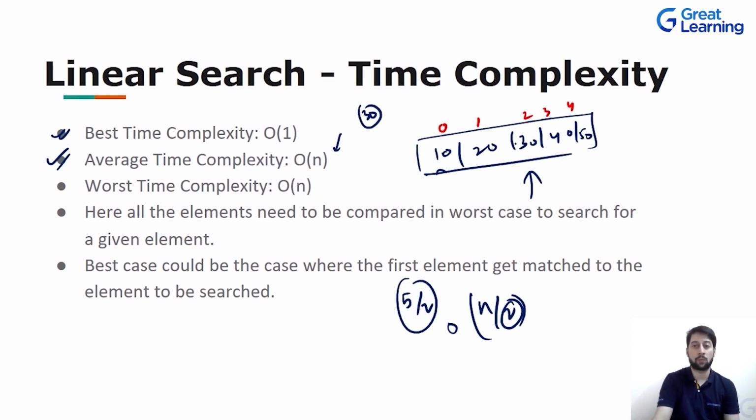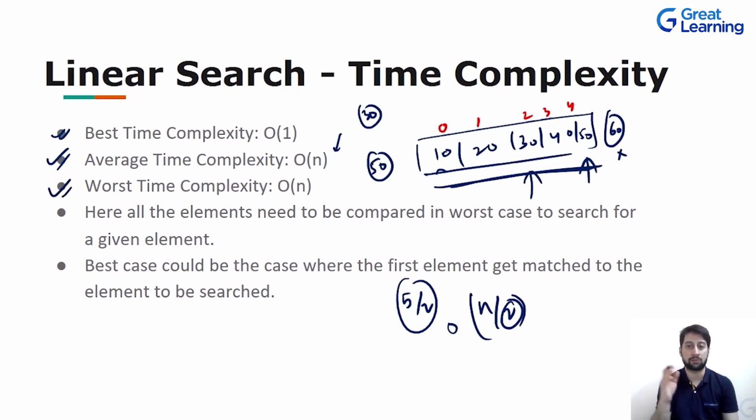Now, what happens in the worst case? You're looking for an element that is 50, which is present at the end of the array. Or in the worst case, you're looking for something that is not present in the array, say 60. In that case, you will still iterate through the entire array. That is why the worst case time complexity will be big O of n, because you are iterating through the entire array and that element was not found. You're looking for 60 and that is not present there. So you're iterating through the entire array, that is n operations are done. So that is why it boils down to big O of n.